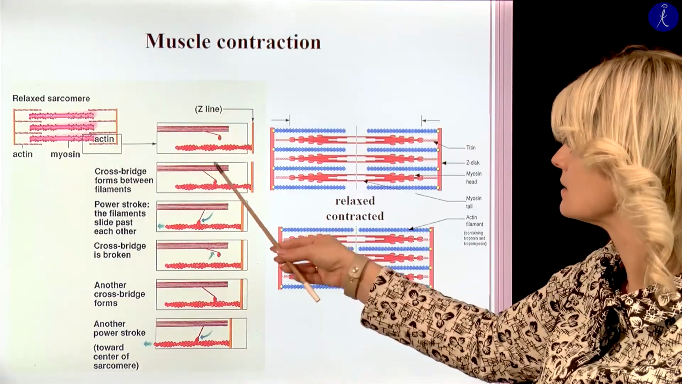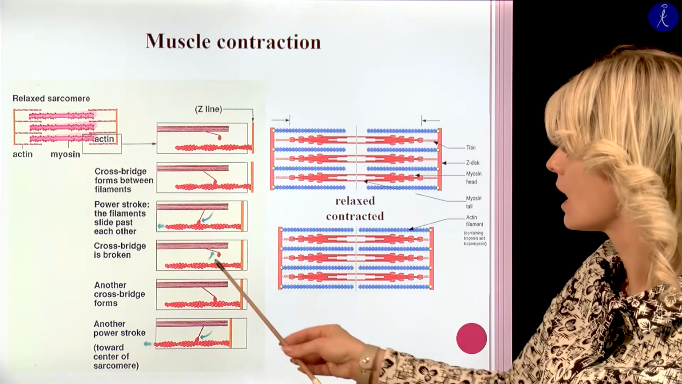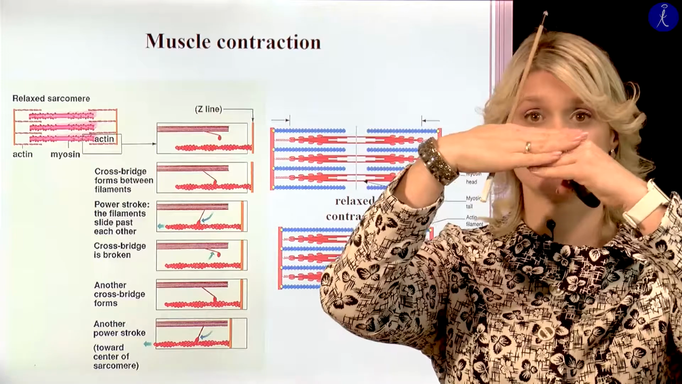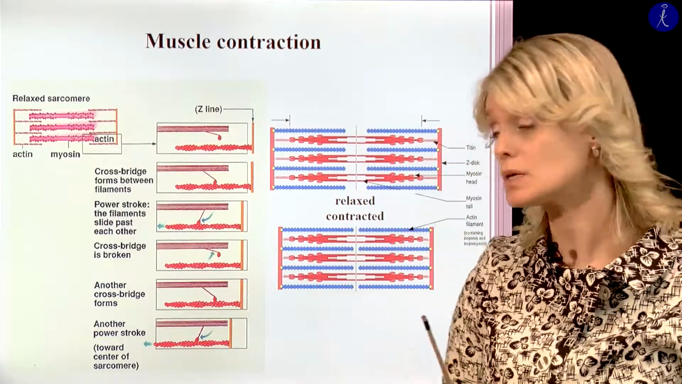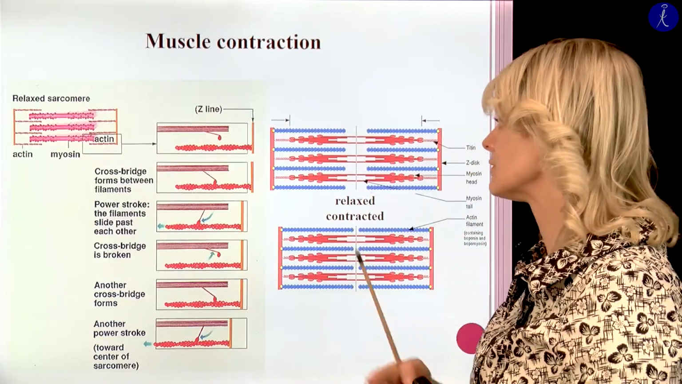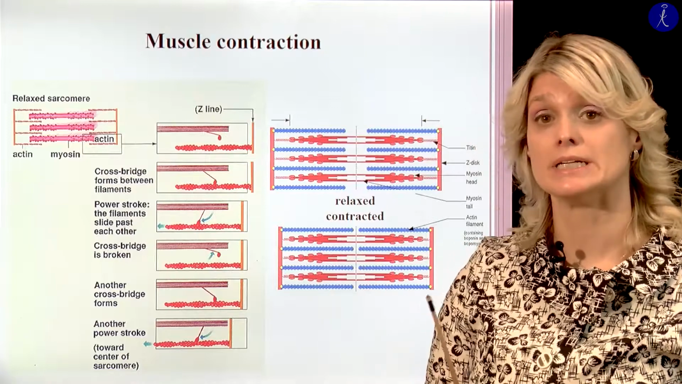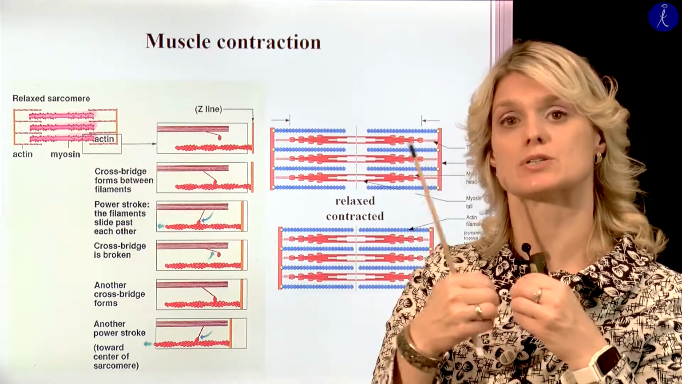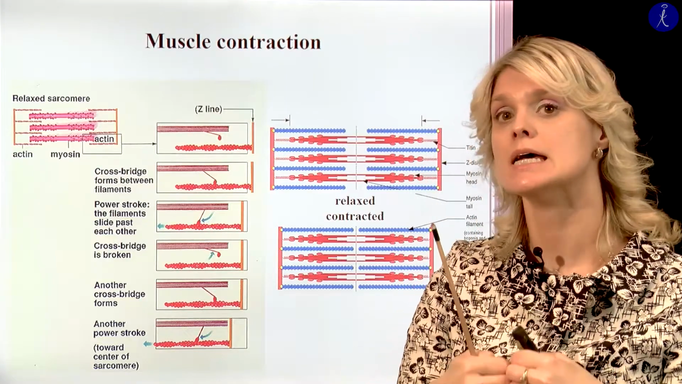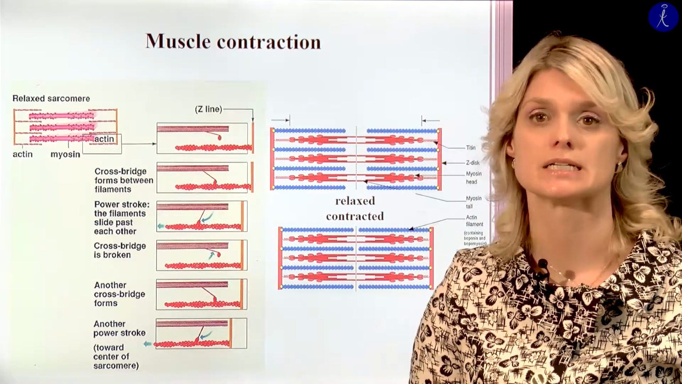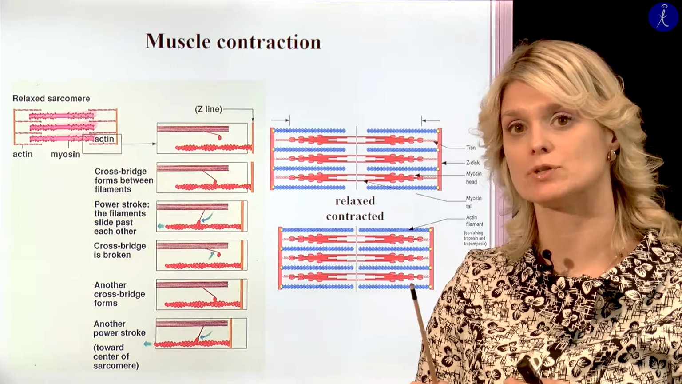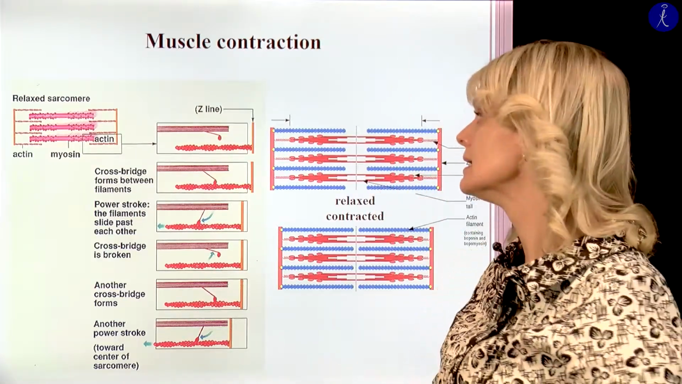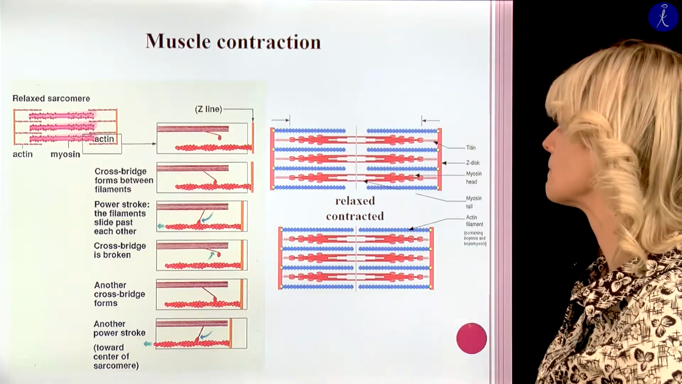Here you can see the steps of the contraction, how the myosin molecules attach to the actin molecules and move on each other. But it is really important that for the relaxation, we need ATP to dissolve this connection between the molecules, and that's why we have rigidity after death, because we have no ATP to dissolve the connection between the actin and the myosin filaments.